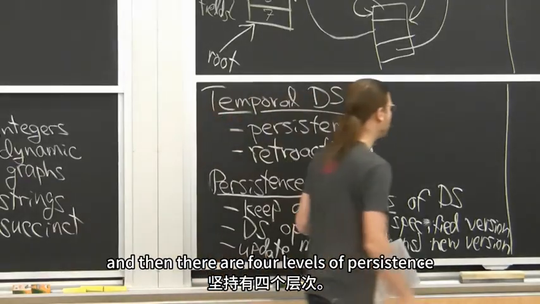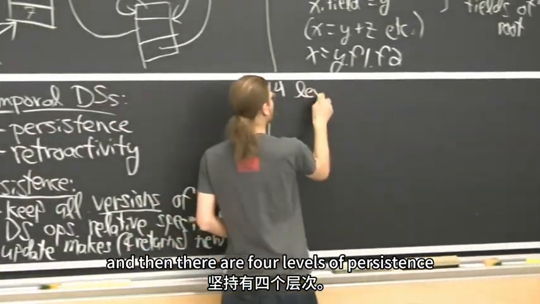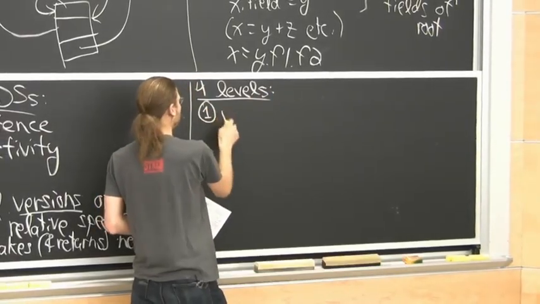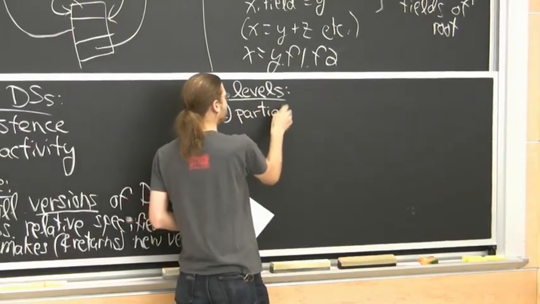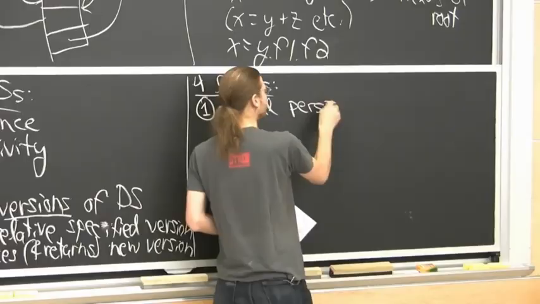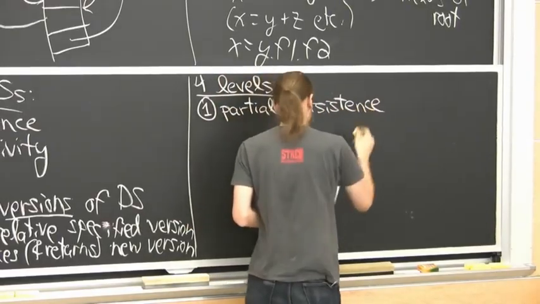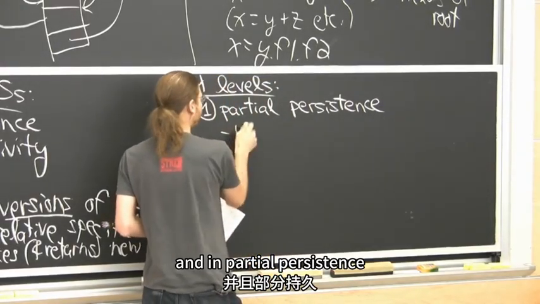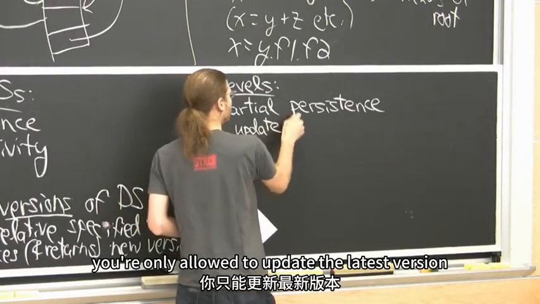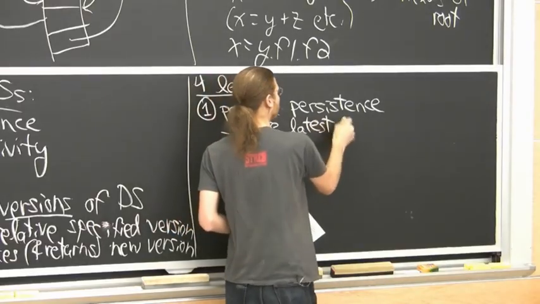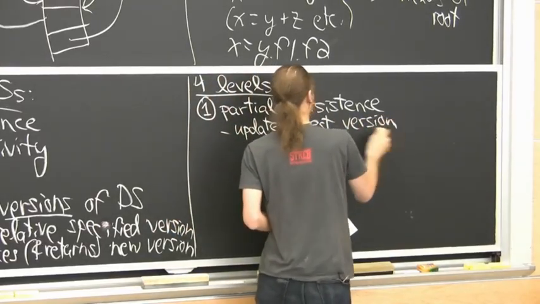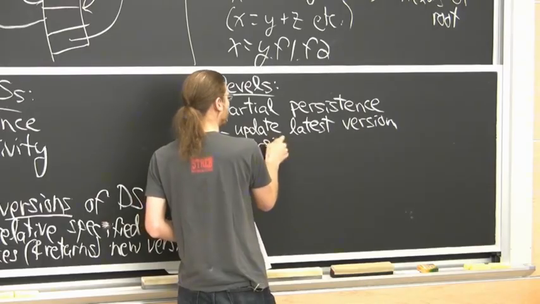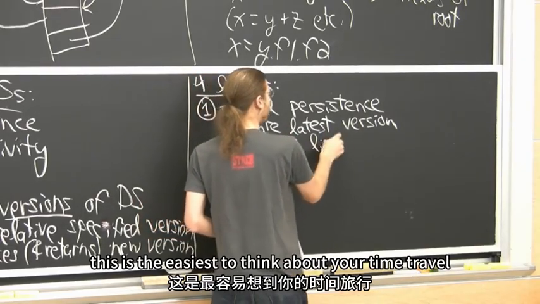And then there are 4 levels of persistence that you might want to get. First level is called partial persistence. This is the easiest to obtain. And in partial persistence, you're only allowed to update the latest version, which means the versions are linearly ordered. This is the easiest to think about.